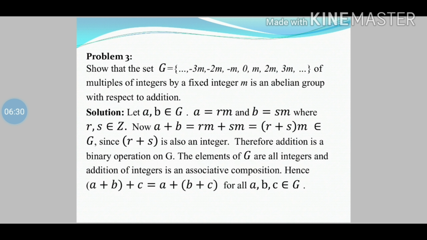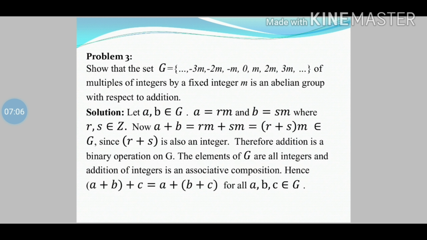Okay, so let me take two elements a, b belonging to G. Then a is of the form rm and b is of the form sm. Adding the two numbers, we get a plus b is equal to rm plus sm, that's equal to (r plus s) times m. Here r and s are integers, so r plus s is again an integer. So we get (r plus s) times m belongs to G. Therefore, addition is a binary operation on G.